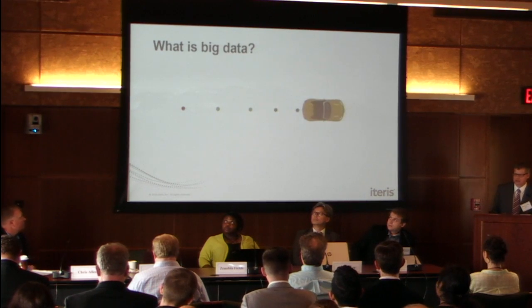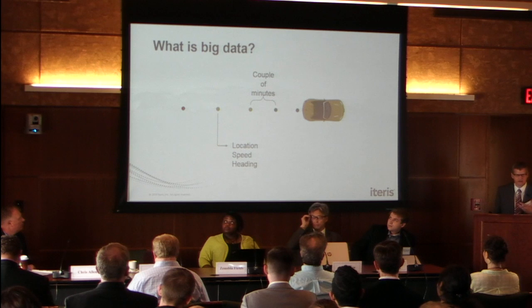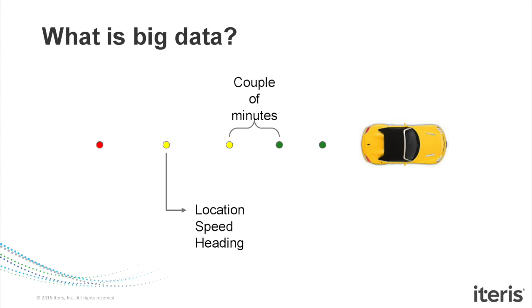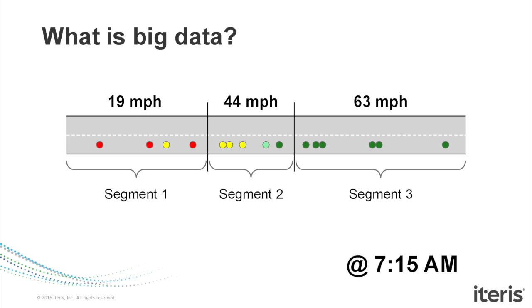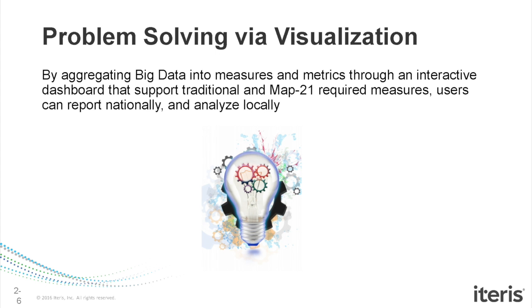So what is big data in generic terms? It's a series of points that have attributes associated with them, that get aggregated together, processed into linear or spatial references, and then aggregated to produce values that you can then analyze. What we're doing in this work with Caltrans and in our analytics tools in general is aggregating the big data into measures and metrics through an interactive dashboard. We support both more traditional measures and the measures required through the P3 rulemaking process so that users can both report nationally and analyze locally.